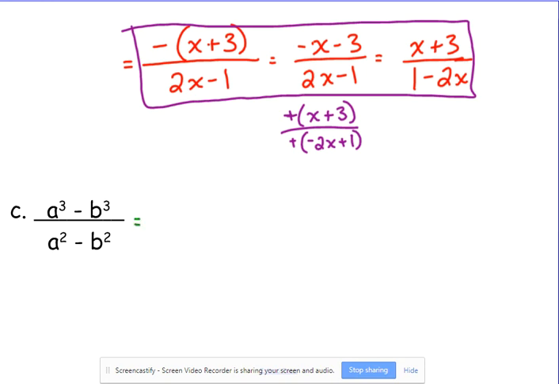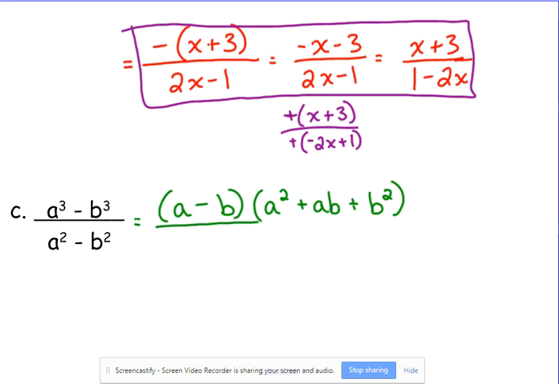So the top is a difference of perfect cubes. A, B, square the A, multiply them together, AB, square the B. So same, opposite, always positive. This is why we went over that factoring stuff. The bottom is the difference of perfect squares. A plus B times A minus B. So the only thing that cancels are the A minus B's.